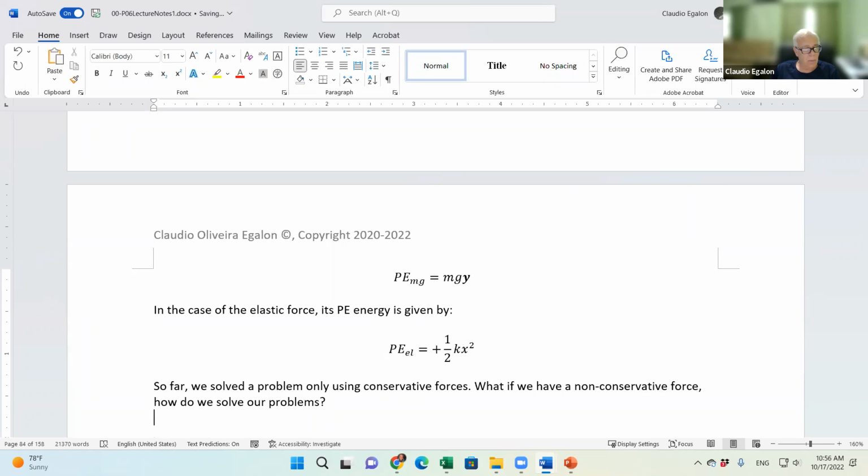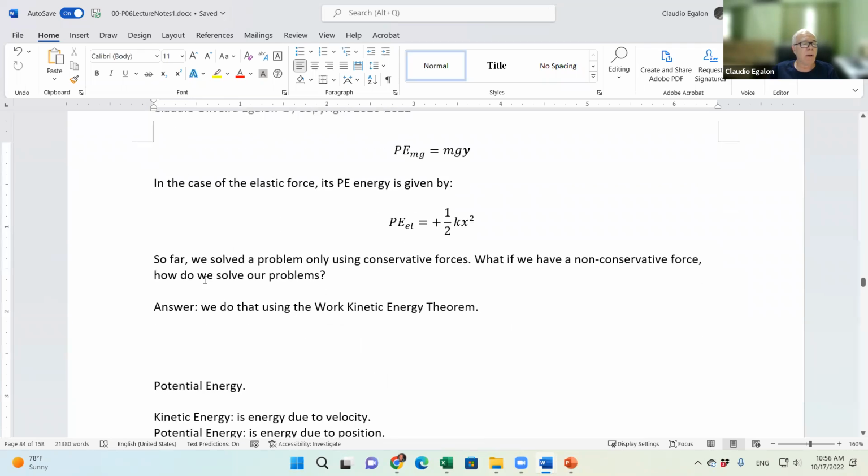Well, the answer is we do that using the work kinetic energy theorem. That's what this chapter is all about. This chapter is not about work. This chapter is not about energy. This chapter is about the work kinetic energy theorem. That's what's going to solve every problem that you have out there.